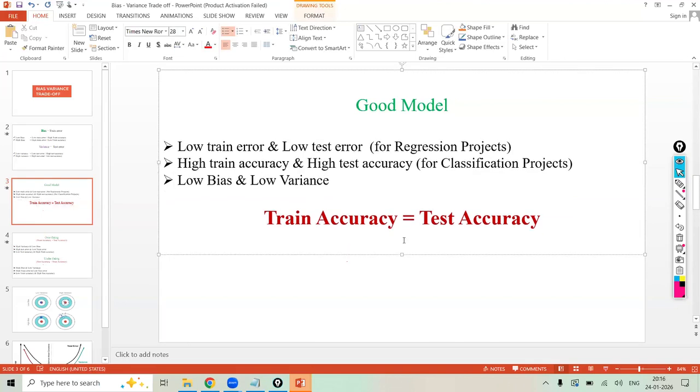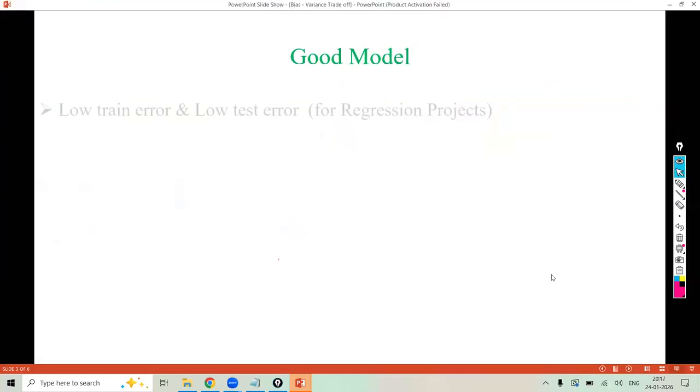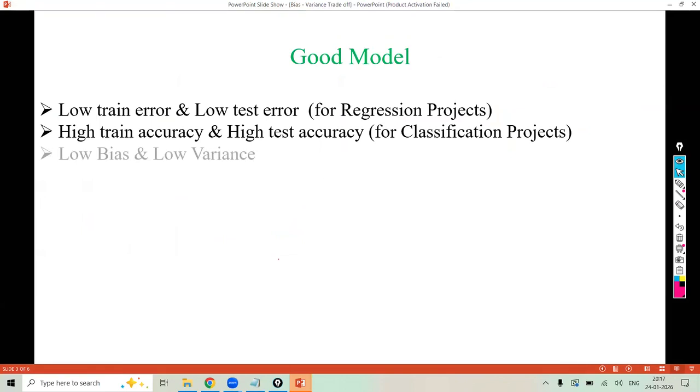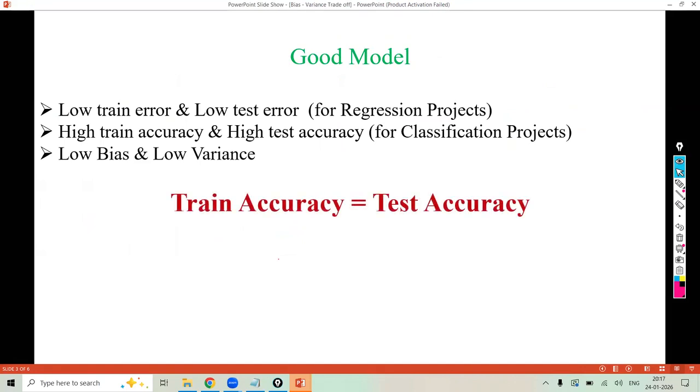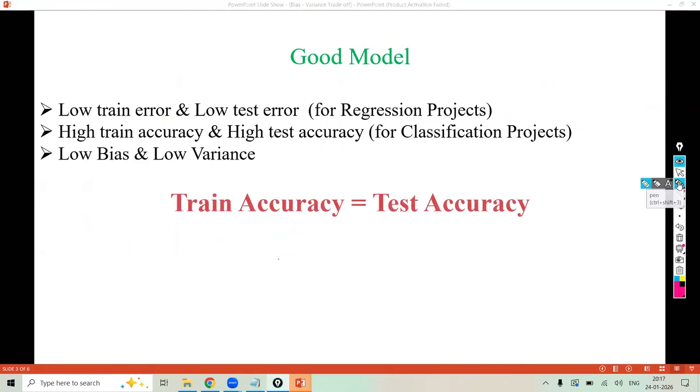So we require low bias with low variance. A low bias with low variance model is called a good model. Train accuracy should be close to the test accuracy within a range of plus or minus 5%. Not exactly the same, but within the range of plus or minus 5.